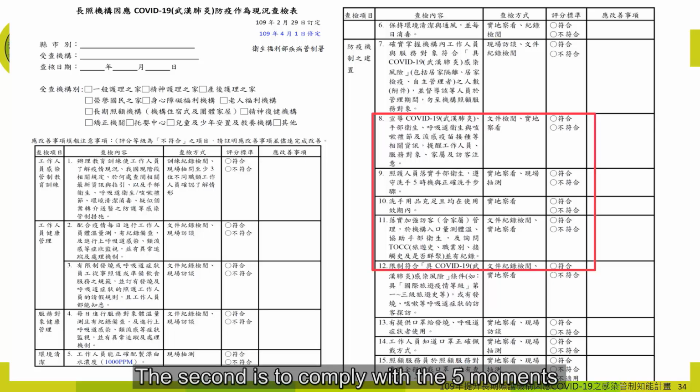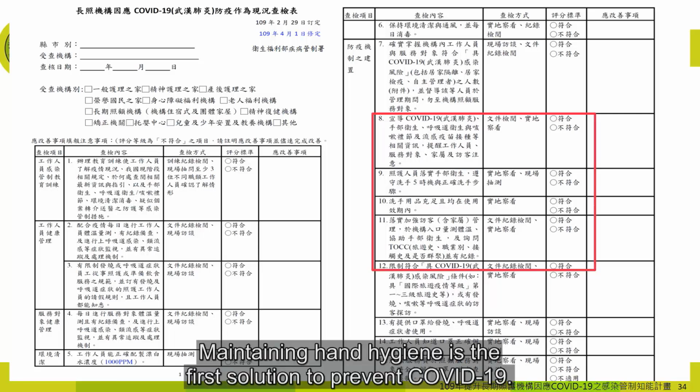The second is to comply with the 5 moments of washing the hands accurately for the staff. Then all the supplies for hand hygiene shall not be expired and be sufficient, and it is required to manage the visitors properly by measuring body temperature before entering and sanitizing the hands. Maintaining hand hygiene is the first solution to prevent COVID-19.